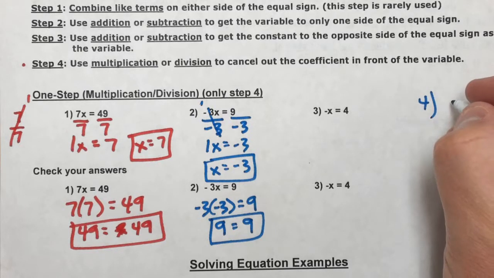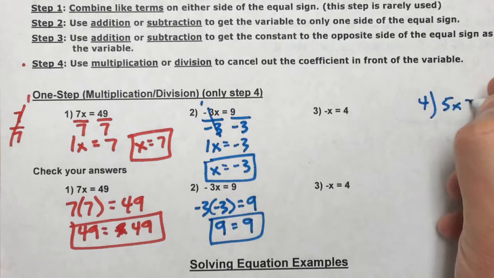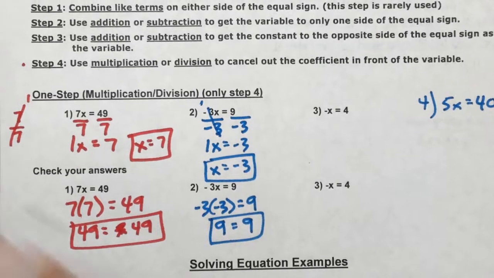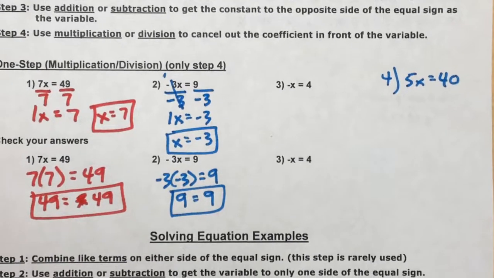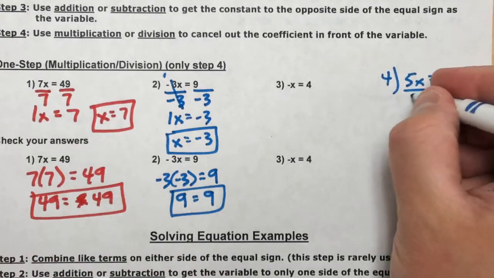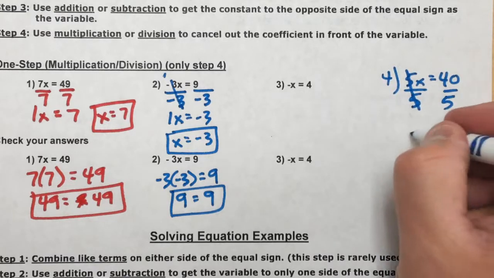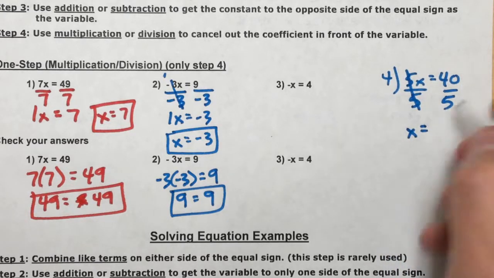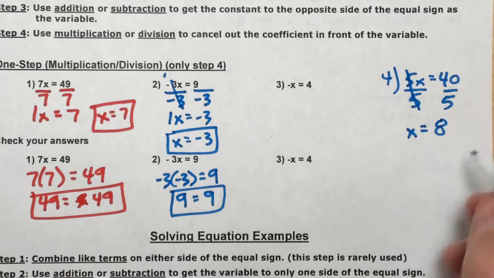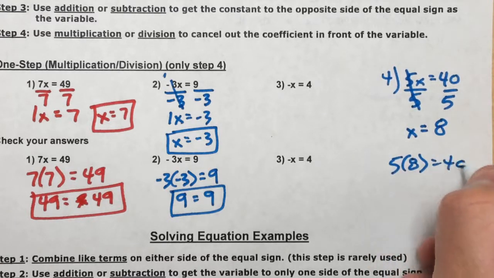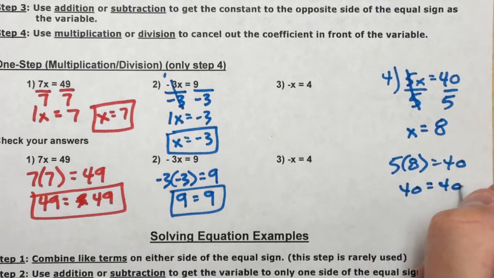So let's say I have 5x equals 40. So if I want to solve for x here, again, I'm just going to divide the left side and right side by the coefficient. And the 5 over 5 cancels out. It's going to end up with an x. And then 40 over 5 becomes 8. And if you wanted to check your answer here, you could do 5 times 8 equals 40, and it balances out. So that works out.